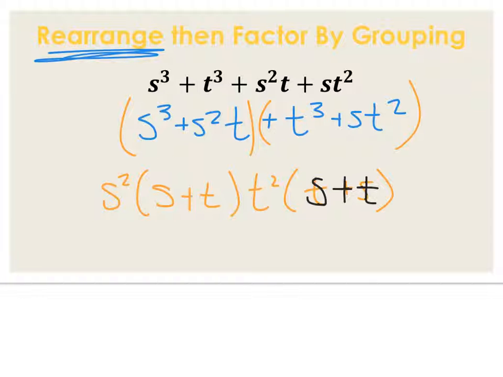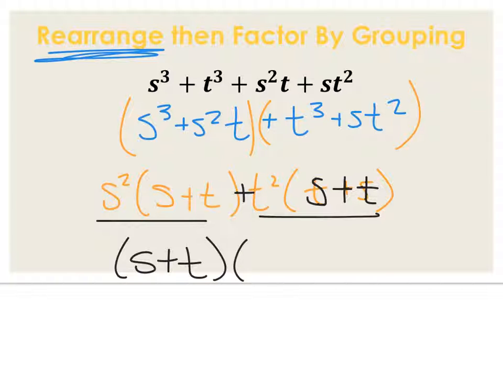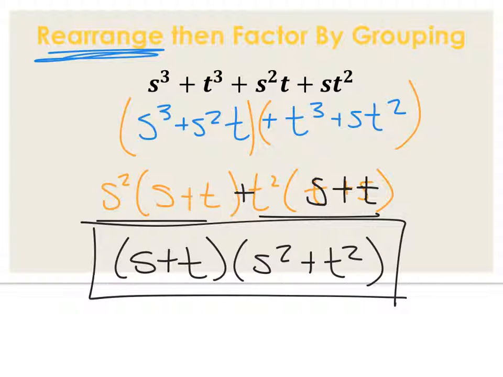So I like to write the piece that they had in common. So the GCF of both of these, oopsies, ended up being s plus t. And what do I have left over? S squared plus t squared. Boom. So if it's 4 terms and you start off factor by grouping and it doesn't work, try to rearrange and see if it'll work that time.